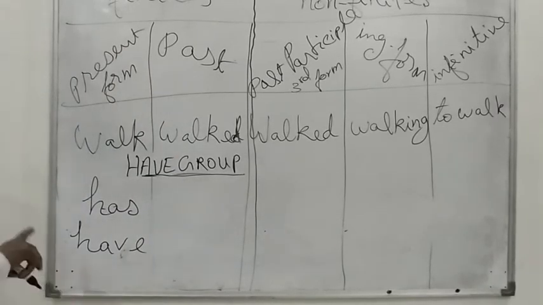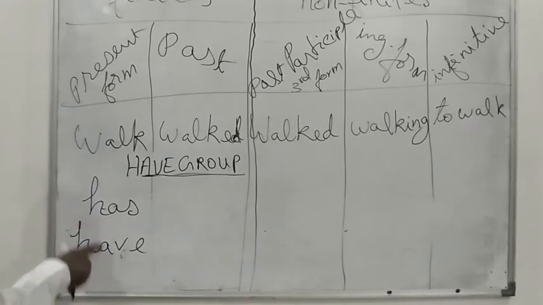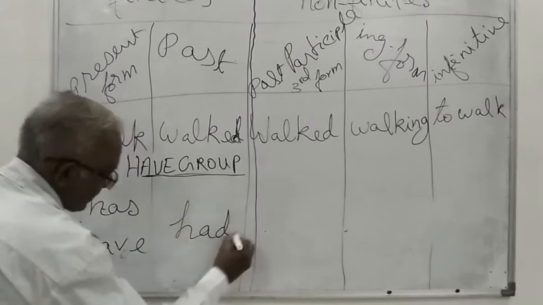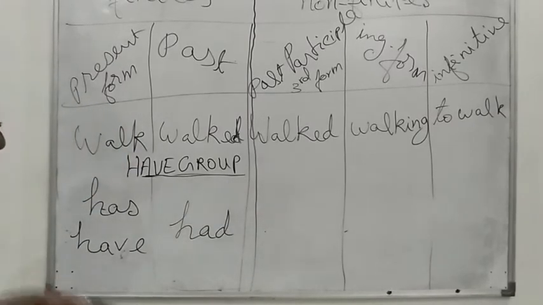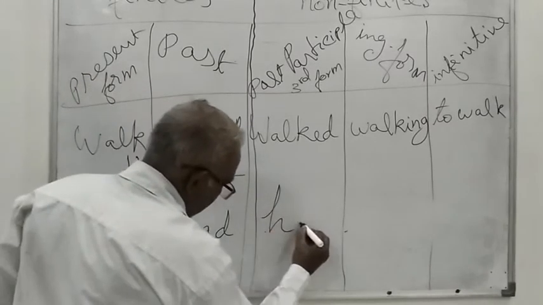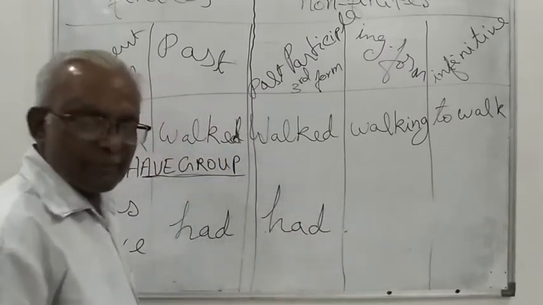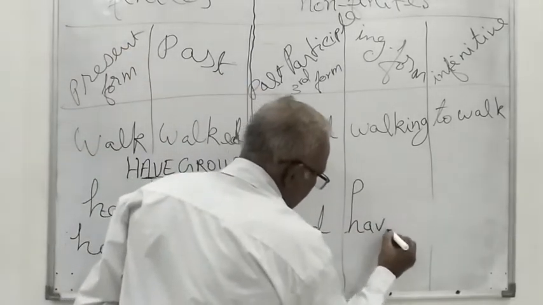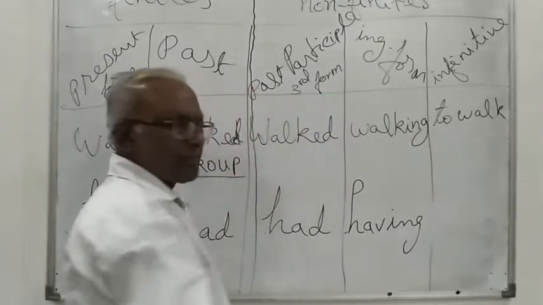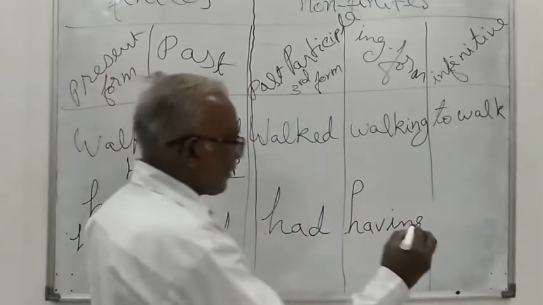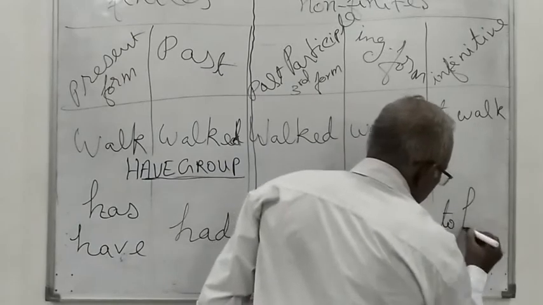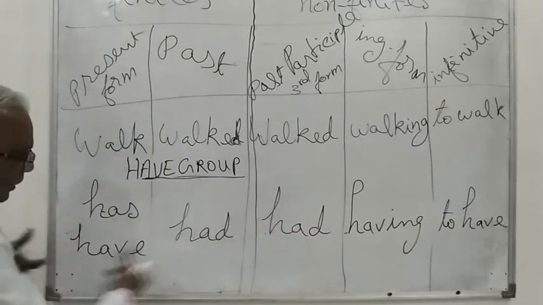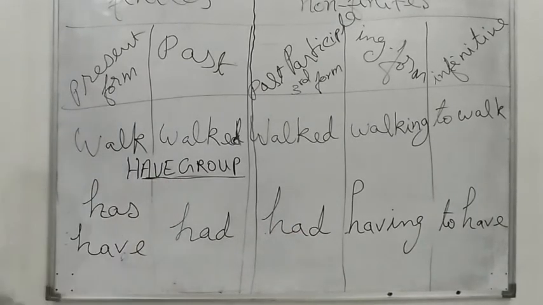And the past form of the same, whether it is has or have, is had. Similarly, the past participle is the same, had. And the ing form is having. And the infinitive form is to have. You can look at the words, the whole lot of them together is called the have group.